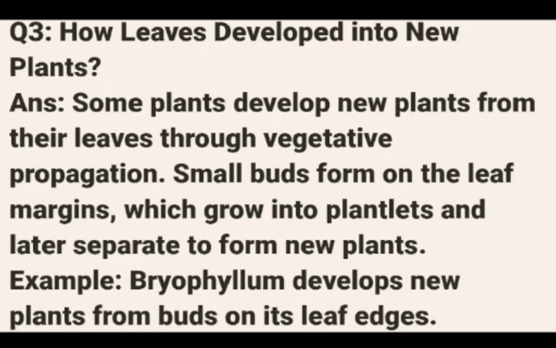Question number 3. How do leaves develop into a new plant? The answer is that some plants develop new plants from their leaves through vegetative propagation. Small buds form on the leaf margins, which grow into plantlets and later separate to form a new plant. Example: Bryophyllum develops new plants from buds on its leaf edges.